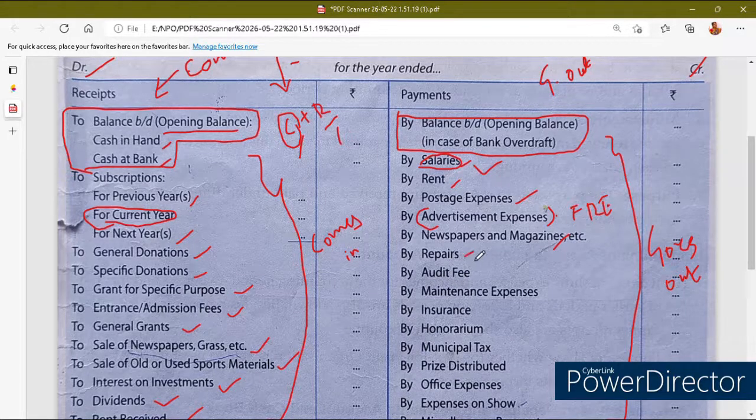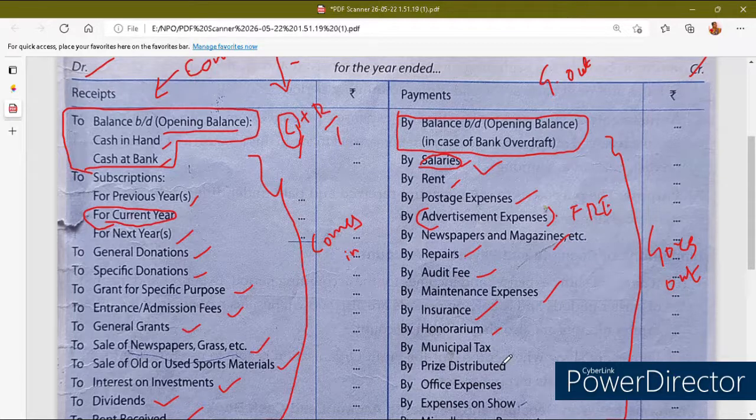And repairs, we are spending money. Auditing fees, we are spending money for auditors to do auditing work in our NPO. And maintenance expenses, so we need to spend some money, especially for the maintenance workers. And insurance premiums should be paid out. Honorarium, to congratulate someone for their work. Instead of paying salary, we are giving some money as honorarium for the people who work as a favor for our organization.